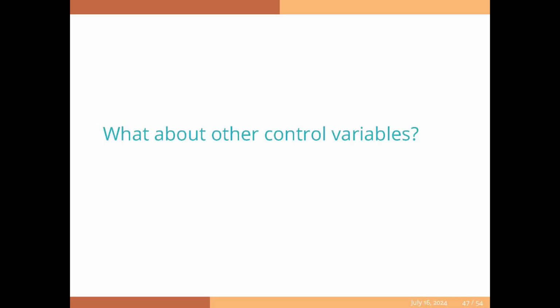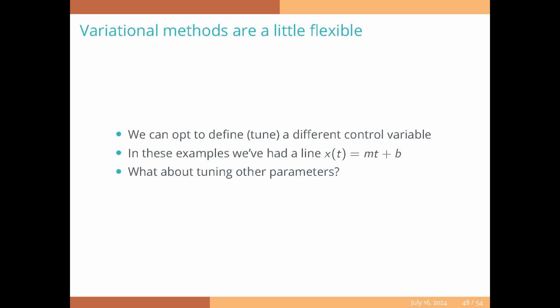Like I hinted at the beginning, you don't need to do this with respect to the initial condition. You can also use other control variables. In these examples, we've got a line, x of t equals m t plus b. We can also tune other parameters in the line, like the slope. Let's say we know roughly what the initial condition is, but we don't have a good estimate for what m is. You would use this exact same process, using these Lagrange multipliers to find a derivative, and then iterate your slope value until you get something that's close to the reconstruction you're looking for.